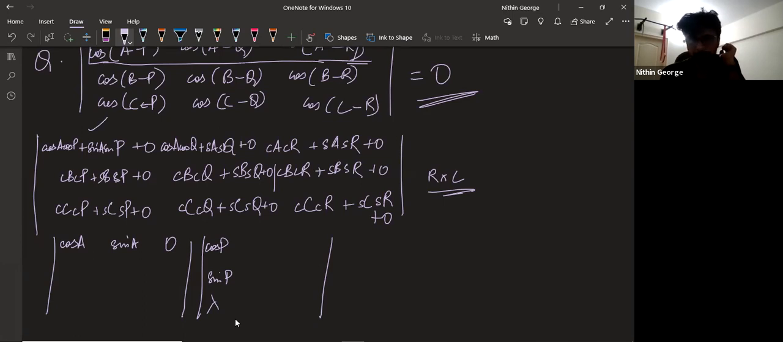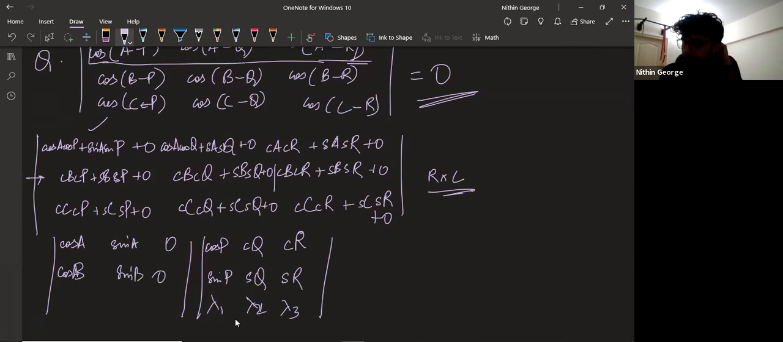Okay, plus 0. Perfect. So let's look at the next column. I need cos A cos Q plus sin A sin Q. So for that, I just bring in cos Q and sin Q here. It becomes cos A cos Q plus sin A sin Q plus some other constant lambda dash. Okay, lambda 1, lambda 2. Then the third one, cos A cos R and sin A sin R plus some lambda 3. Now the next row here will have cos B, sin B, and 0.